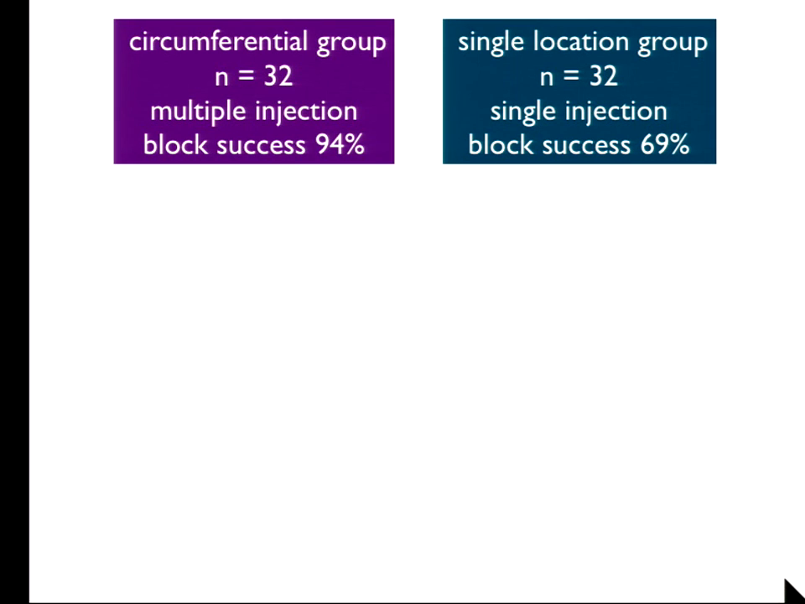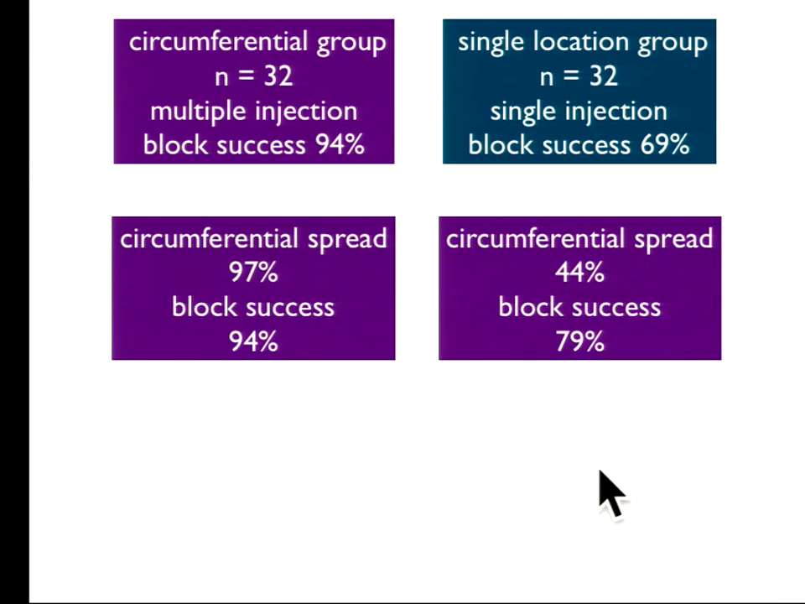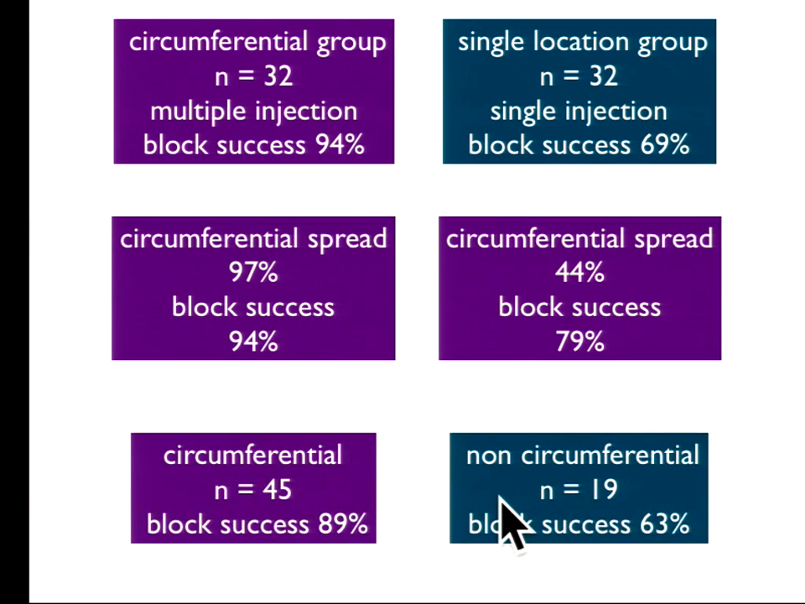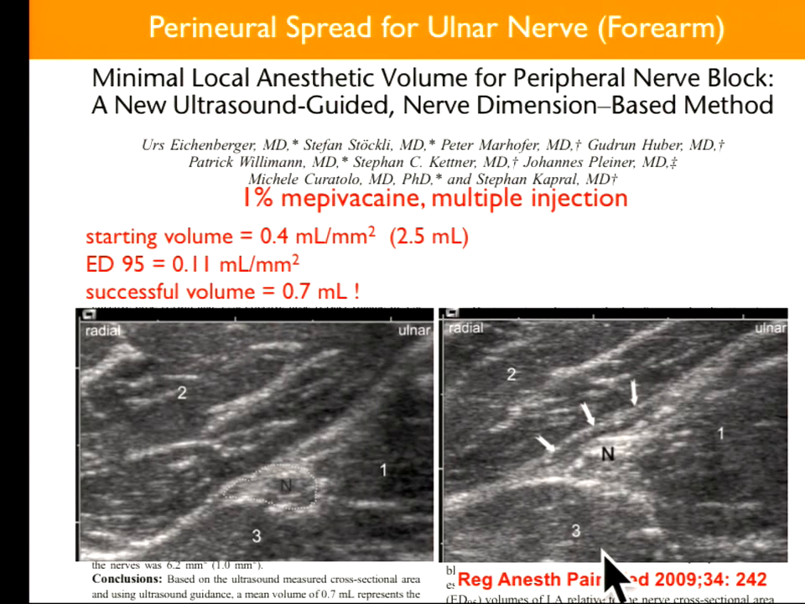But when you look at the data more clearly, you realize that there are also circumferential spread for the local injection. If you put the data together, yes, the block success rate is quite high, 80 to 90%. And if you look at non-circumferential spread, the block success is low. So it does tell us that for this particular nerve, a big nerve with such a high volume, circumferential spread is good.